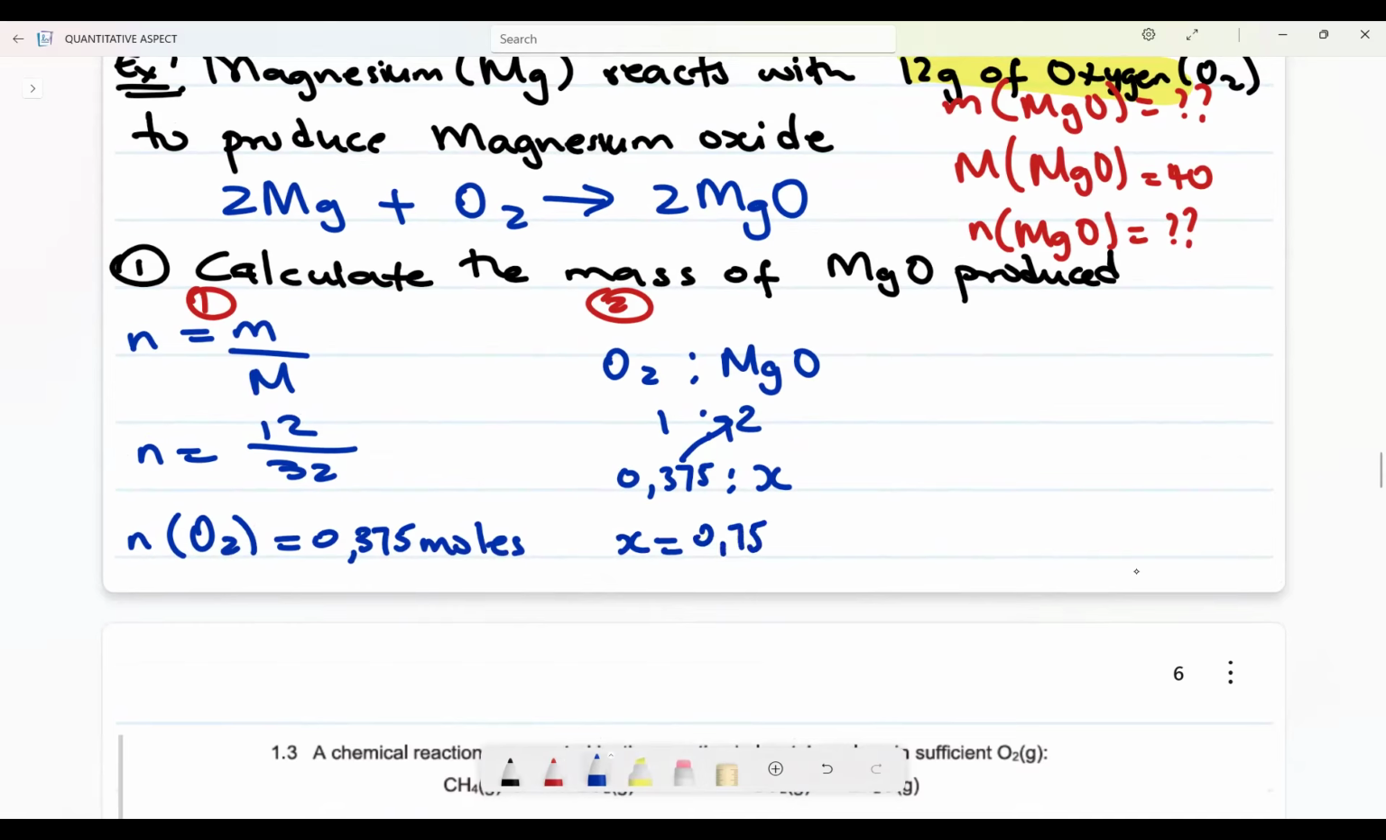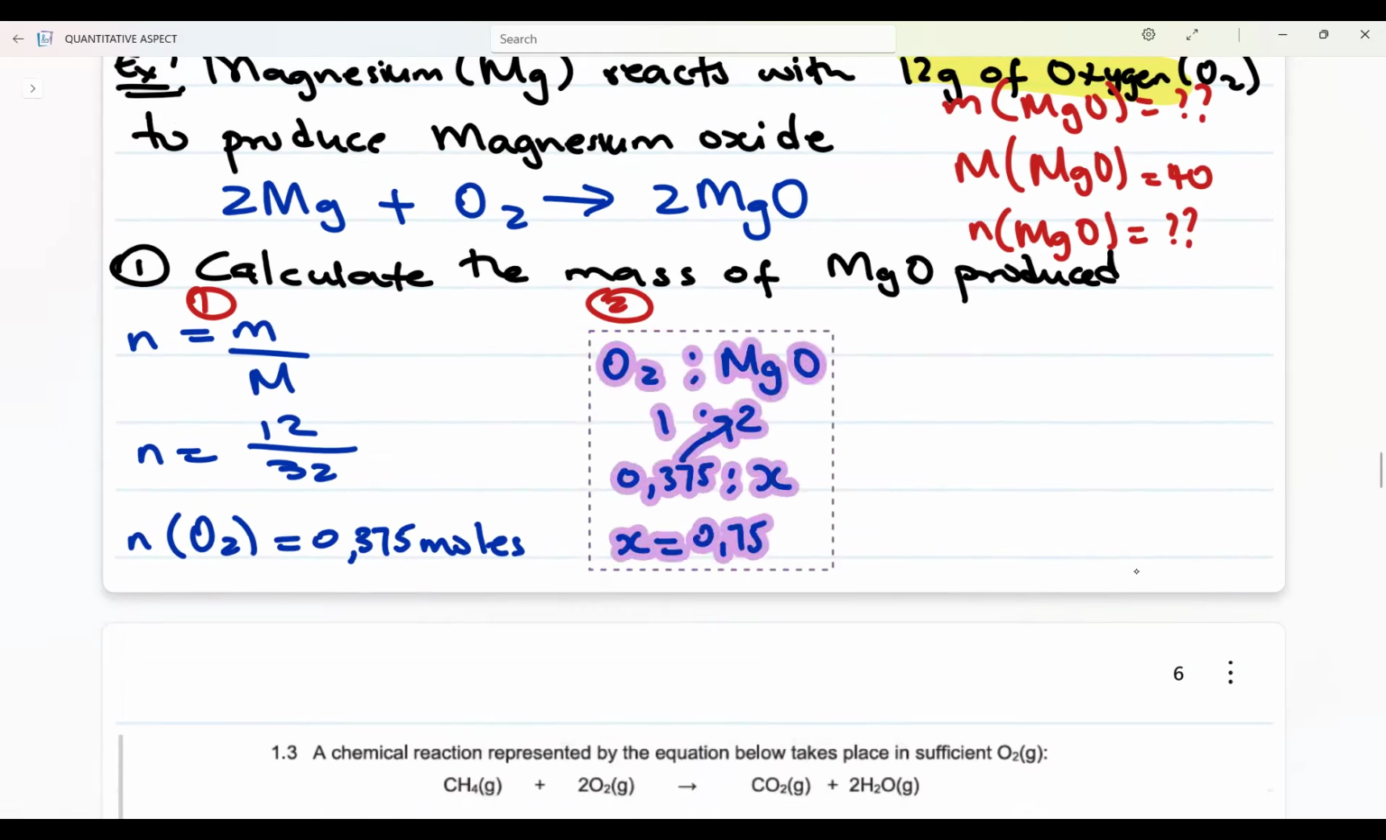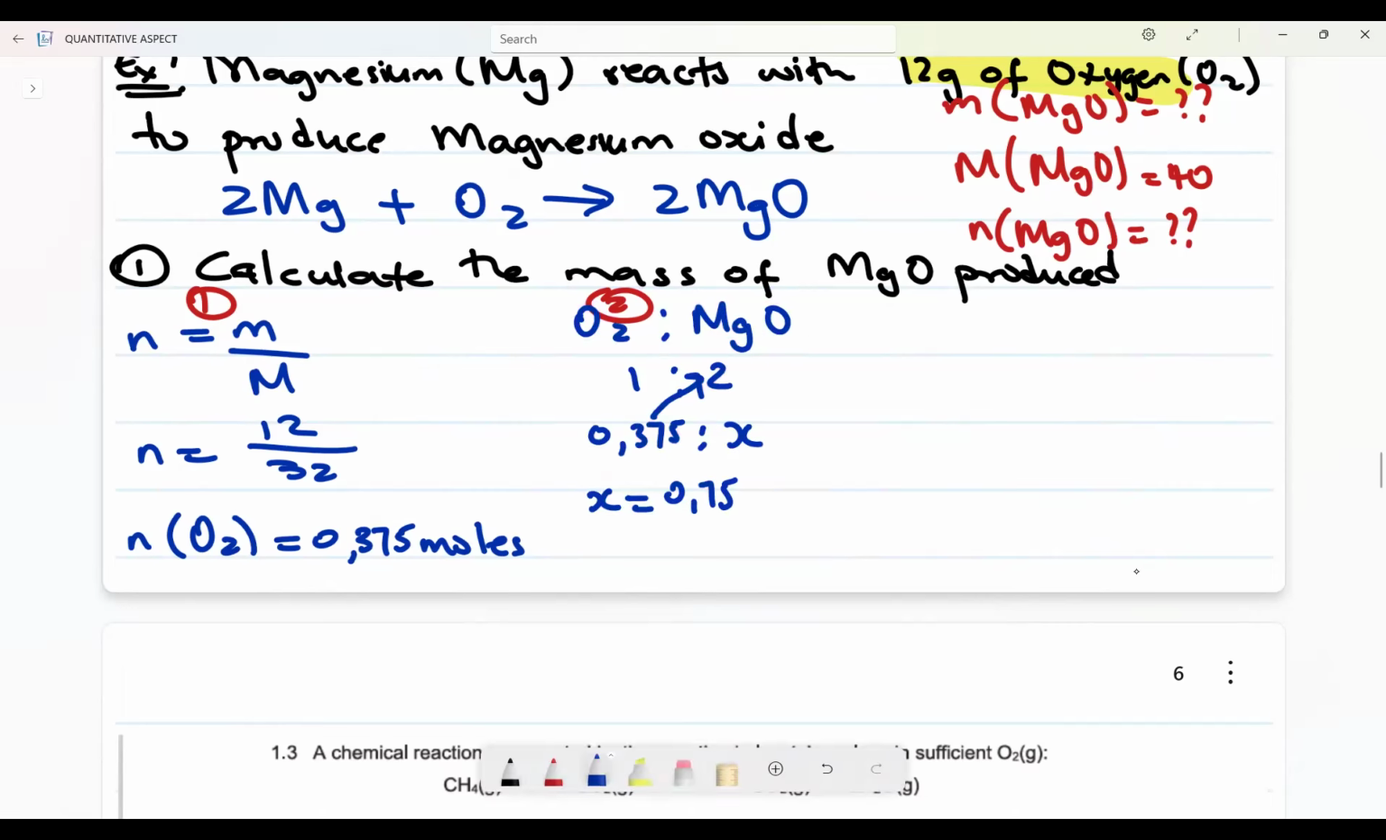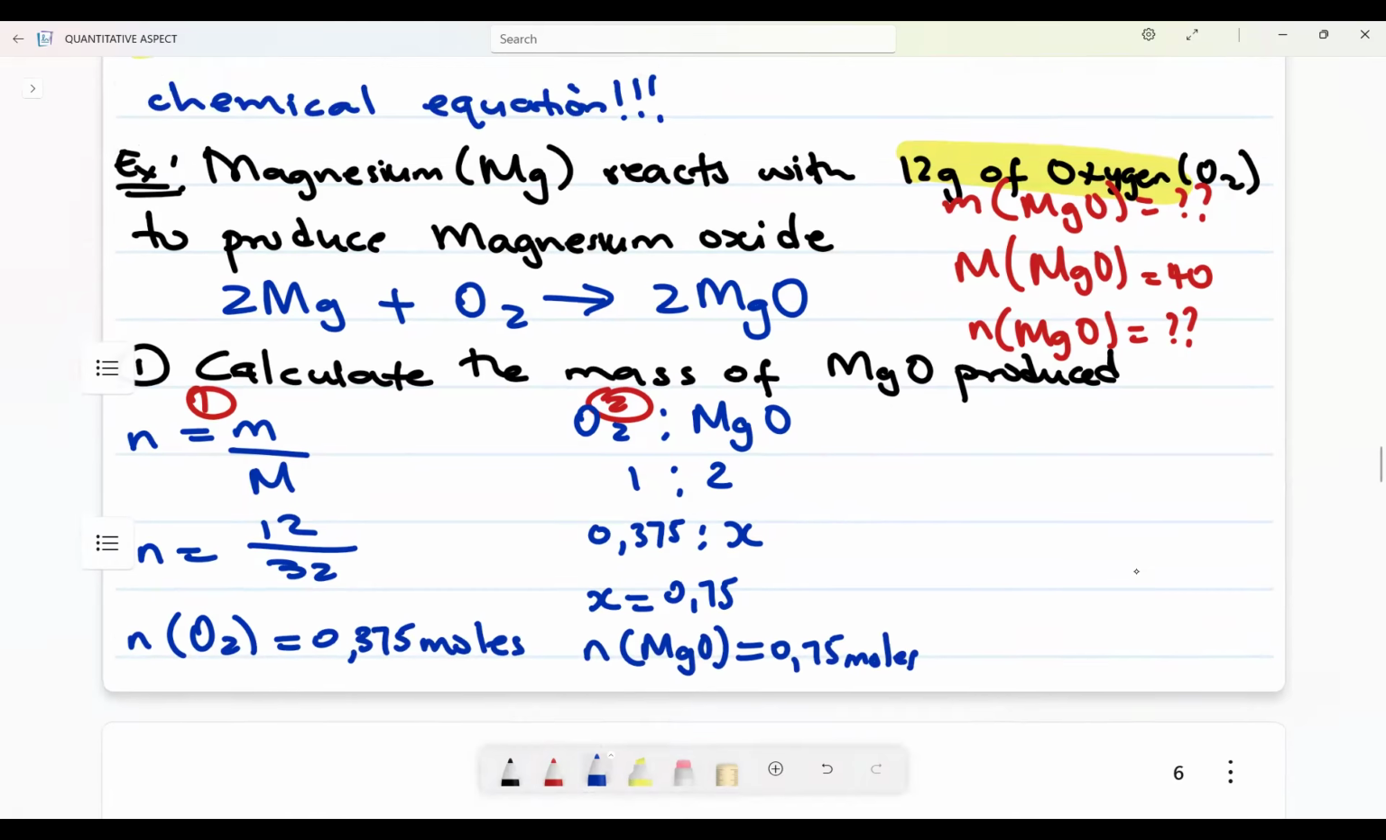But now this 0.75, it is what? You need to tell us, okay, I calculated this 0.75, but what is it in actual fact? Remember, it is the number of moles of what? Of magnesium oxide. Then you tell us, okay, I know it is 0.75 what? Moles. Now you have the number of moles of this one, which is 0.75 moles. Do you agree with me now?